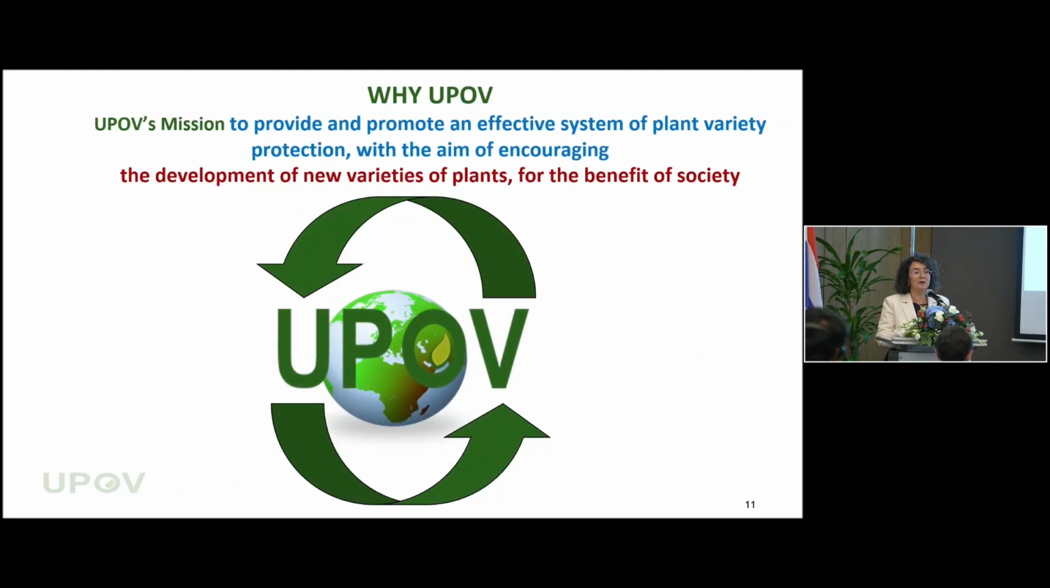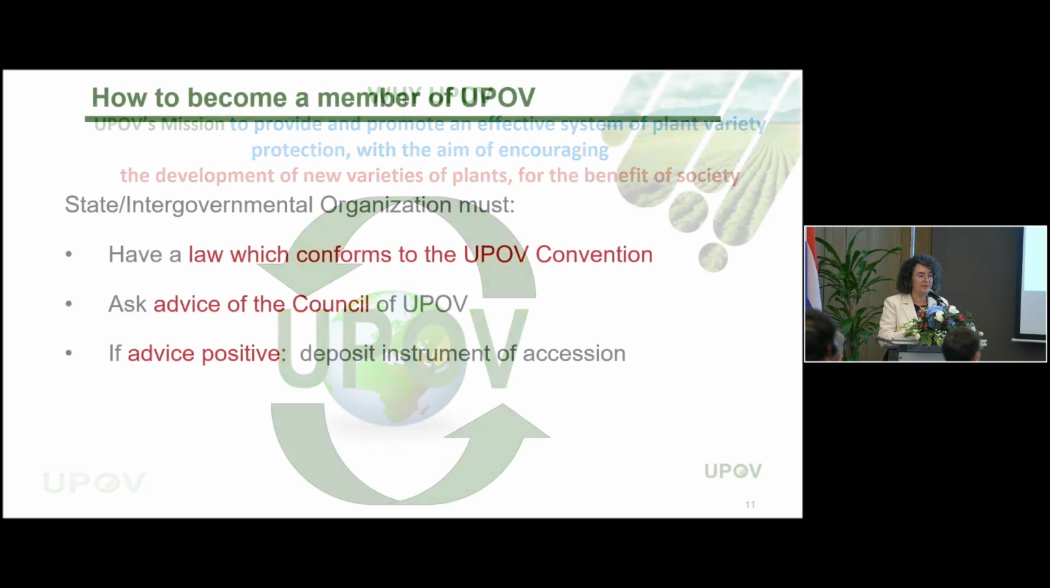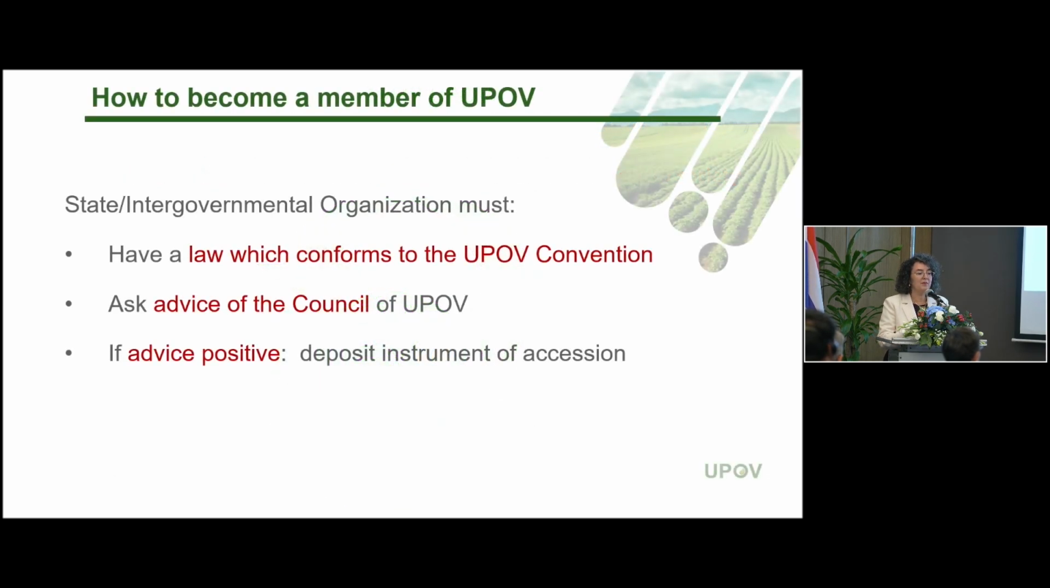So at the heart of UPOV is the mission to provide and promote an effective system of plant variety protection, with the aim of encouraging the development of new varieties of plants for the benefit of society. Then we will come now to one particular element I would like to highlight: how the UPOV community keeps growing and attracting new UPOV members.